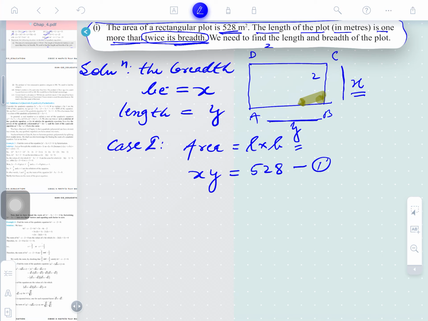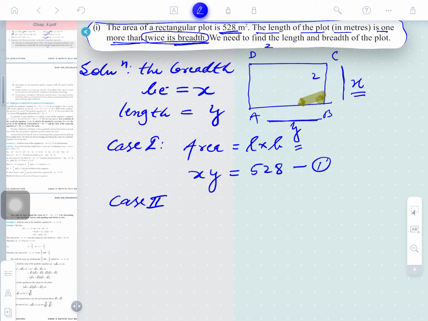Now the second statement, the length of the plot is one more than twice its breadth; this is the second case. See guys, it is not necessary to resolve the question in two cases; it gives us a clue to resolve the situation in word form. It depends on the question, it is not a hard rule. Sometimes one of the two cases is used as an initialization and declaration.